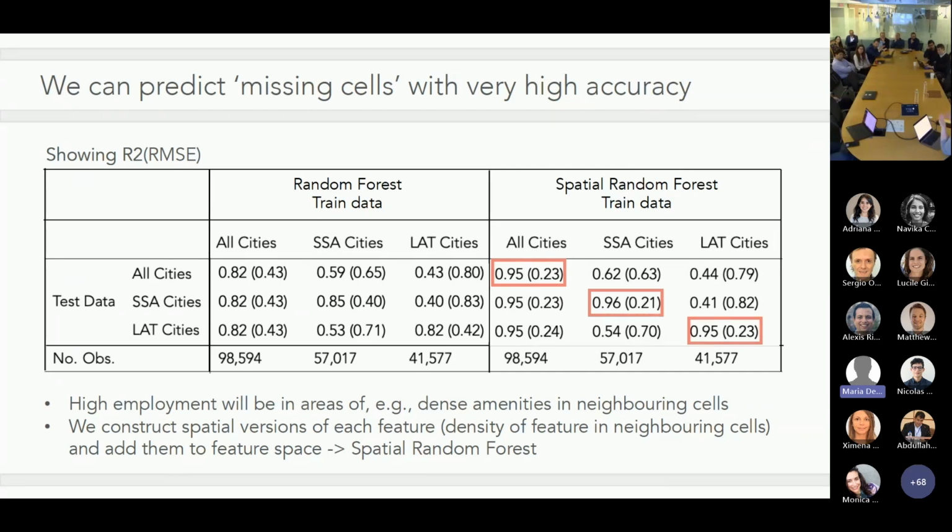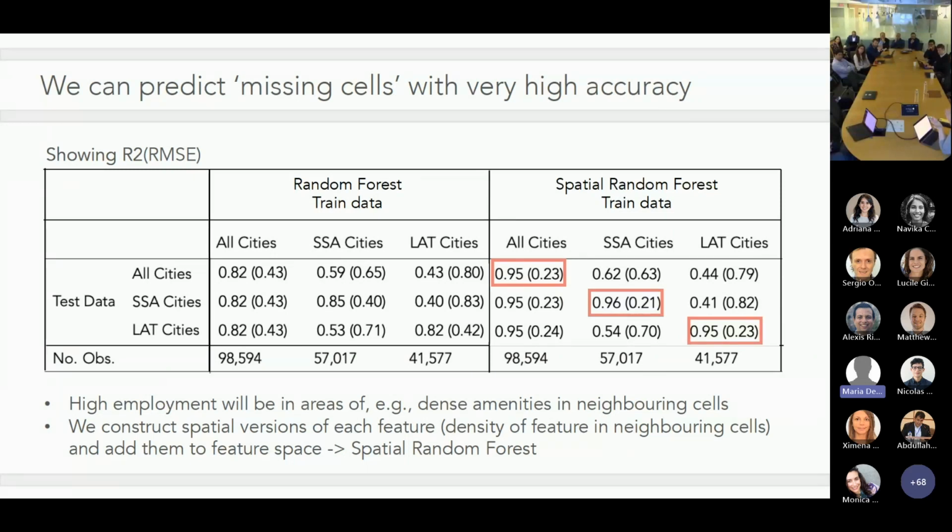So for example, we'd have a large number of bus stops in a high employment grid cell, but you'd also expect a high number of bus stops to be in the neighboring grid cells. This is a very classic idea, of course, in spatial analysis. And so we term this an adaptation of the algorithm, spatial random forest.